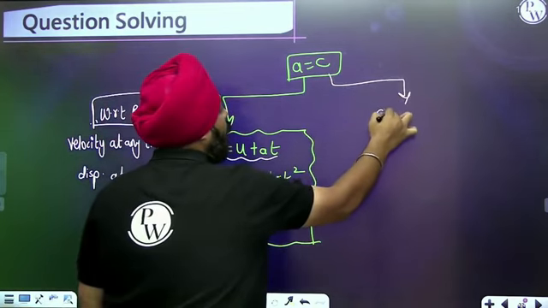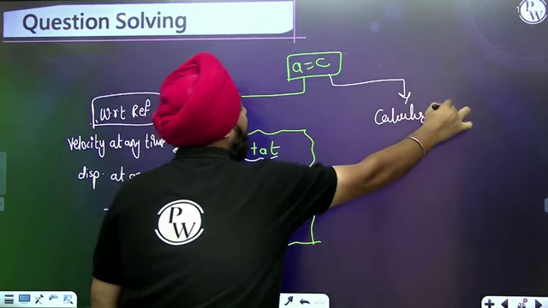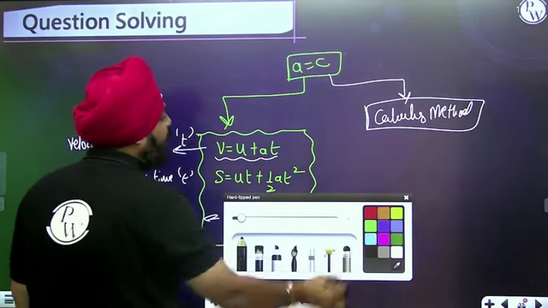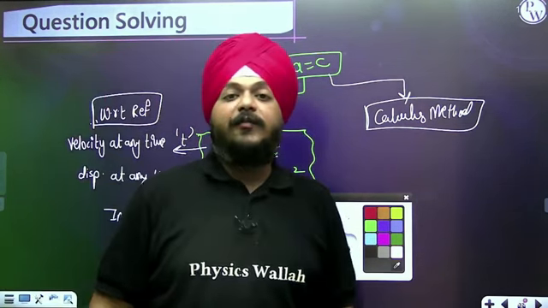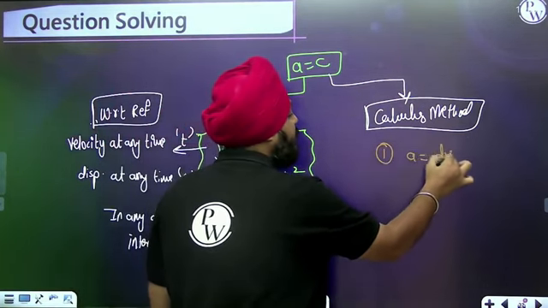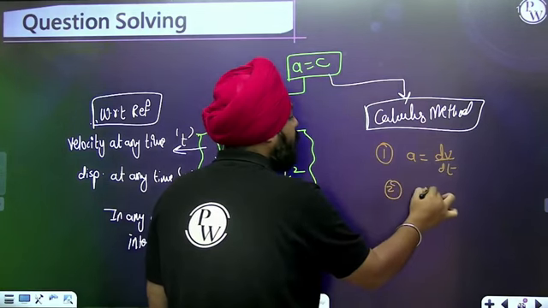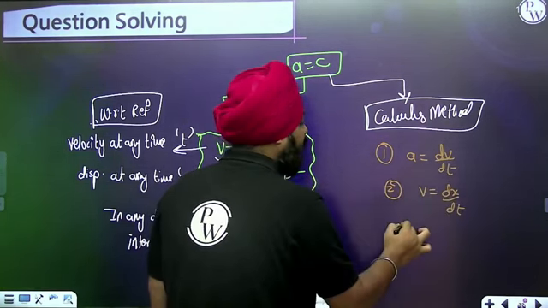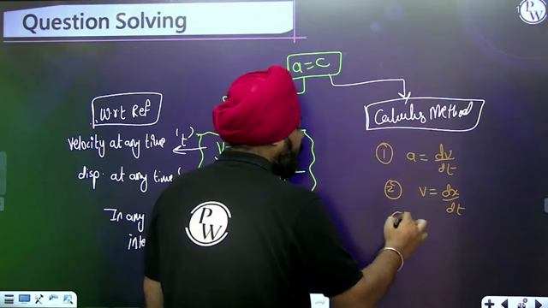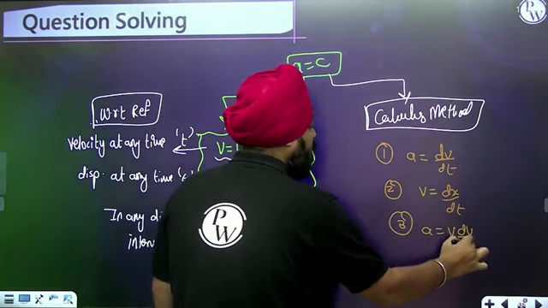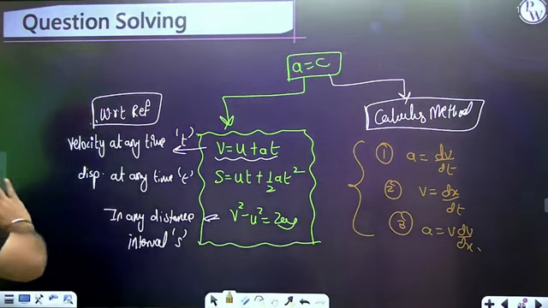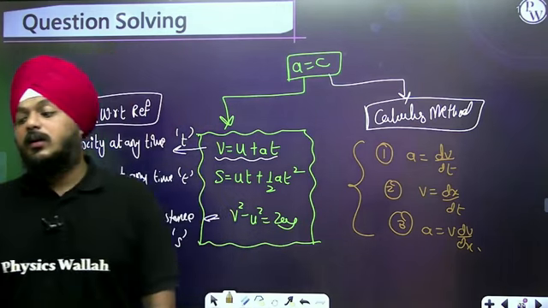And if we move on to the calculus method, the entire calculus method of kinematics depends on only 3 formulas, if we are not dealing with the cos. First, acceleration is dv by dt. Second, velocity is dx by dt. And the third, acceleration is dv by dx. On the basis of these, the entire calculus method is defined. So this is the question solving approach for all kinds of questions.